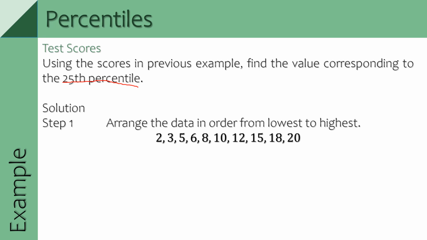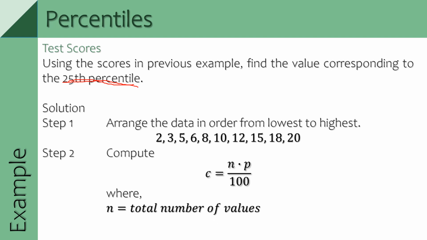Okay, from here, we're going to identify the 25th percentile. Okay, so to compute, this is the formula that we're about to use. So we have C is equals to N multiplied by P over 100. Okay, yung N na to ay yung total number of values at yung P naman is the percentile. So dito yung percentile natin is 25, at yung N natin ay 10, kasi 10 yung total number of datas natin.